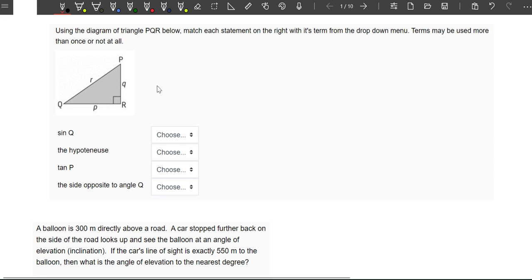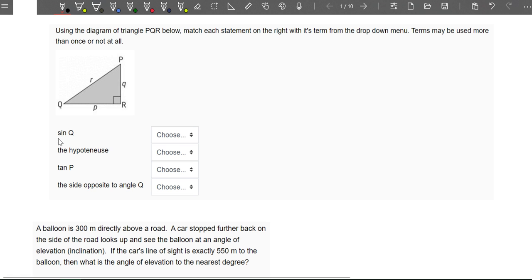This is our first question on the Unit 3 assignment. It says use this diagram of the triangle PQR, so there's P, Q, and R, to make a matching statement with its term from the drop-down menu. Terms may be used more than once or not at all.